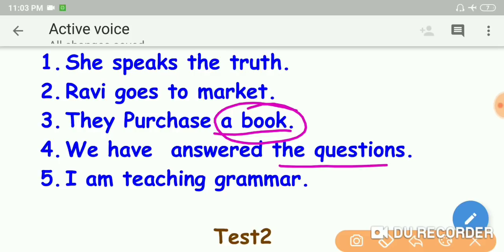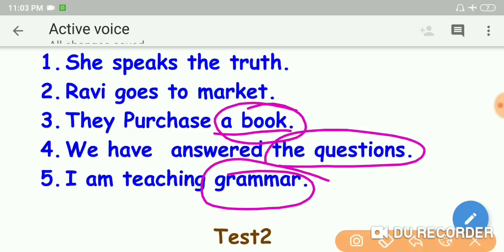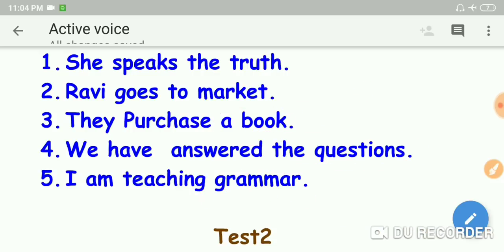We have answered the questions. Here also transitive verb. I am teaching grammar. What am I teaching? Grammar. It answers the question what. So these three are transitive verbs. Only one is intransitive verb, my dear friends.